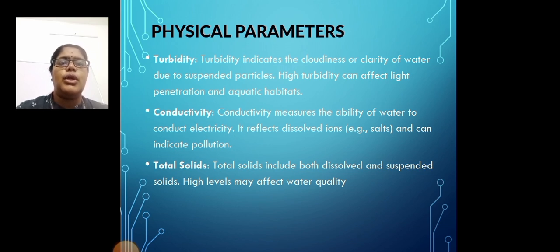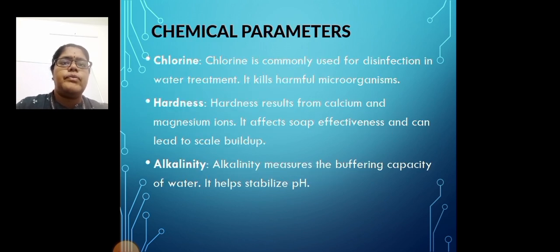Next is the total solids. Total solids include both dissolved and suspended solids. High levels may affect the water quality. Next are the chemical parameters. So we are going to explain how the chemical parameters affect the quality of water.